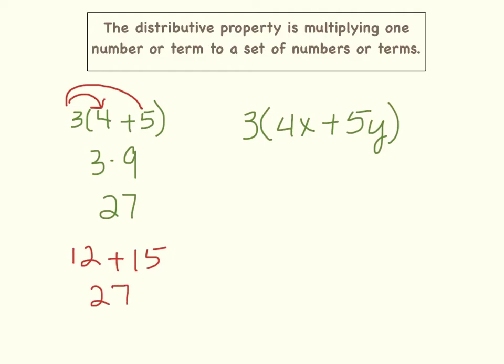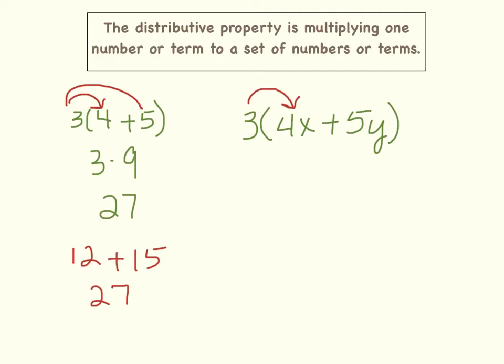Now let's look at the example where our terms on the inside of the parentheses are not alike, so we can't simply add them together. Here we go. We have 3 times 4x. Now remember, we can't add unlike terms, but we can multiply unlike terms.